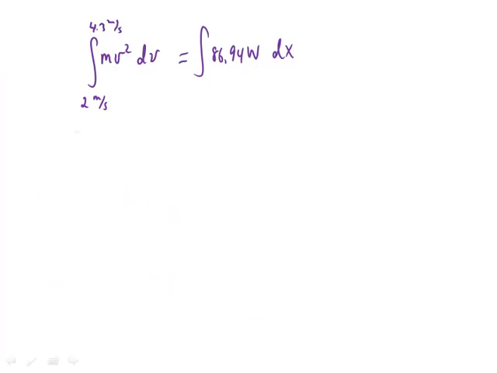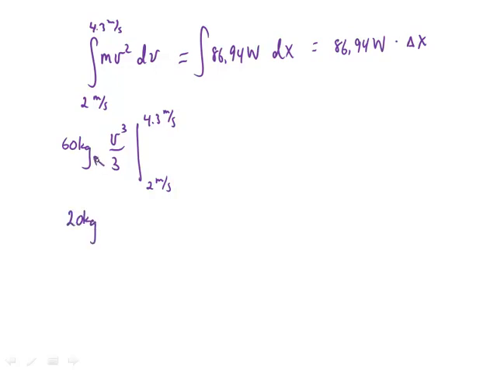And so the 60 kilograms comes out. I'm left with v squared dv, so I'm going to get v cubed over 3. Evaluate from 2 meters per second to 4.3 meters per second. And over here I'm going to get 86.94 watts. That comes out because it's constant. The integral of dx is just delta x, which of course is what I'm looking for. So this is 20 kilograms, 3 going into the 60, 4.3 meters per second cubed minus 2 meters per second cubed equals 86.94 watts delta x.